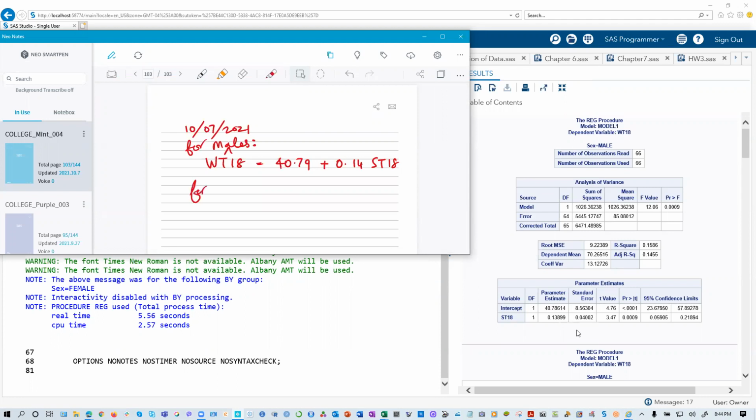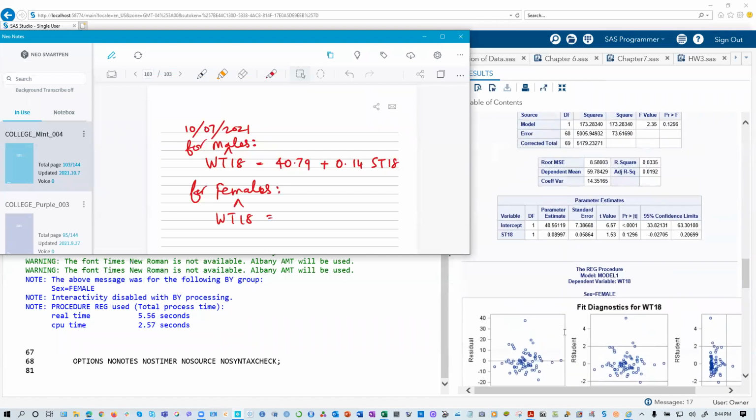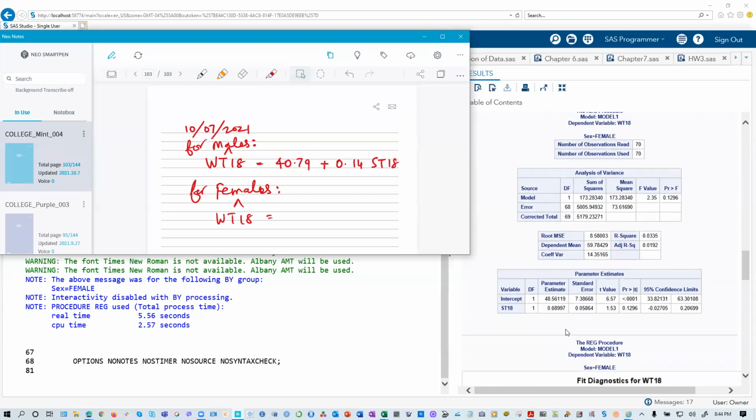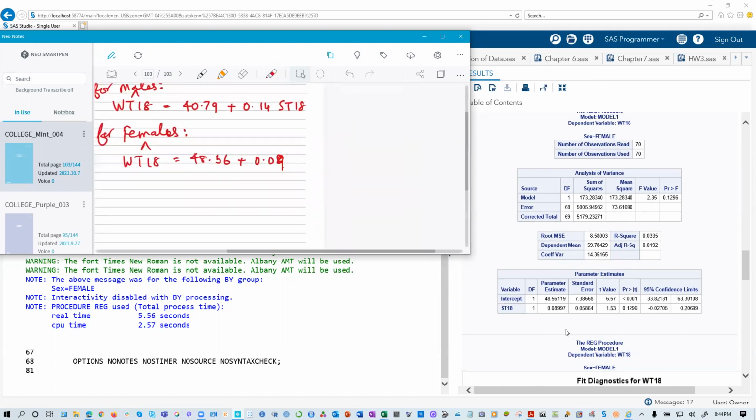And for females, if you write WT18 hat, you go to that one: 48.56 plus 0.48, 0.09 actually, times ST18.